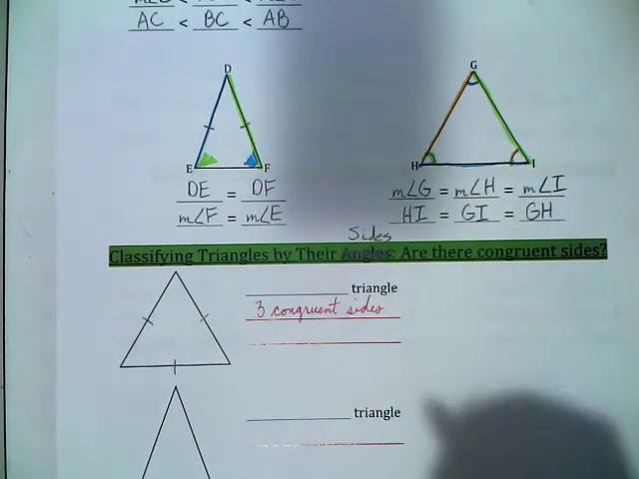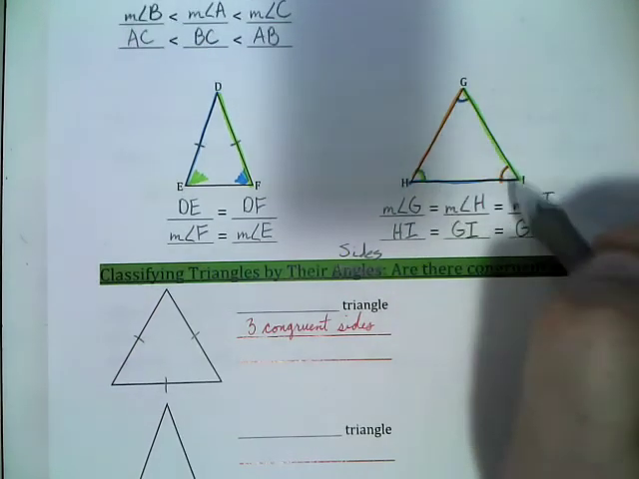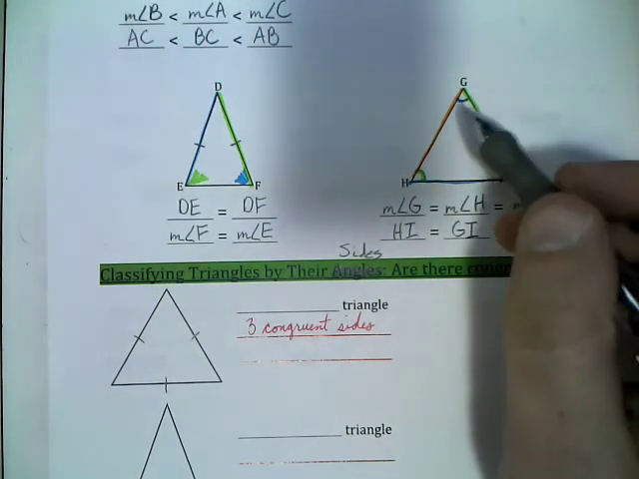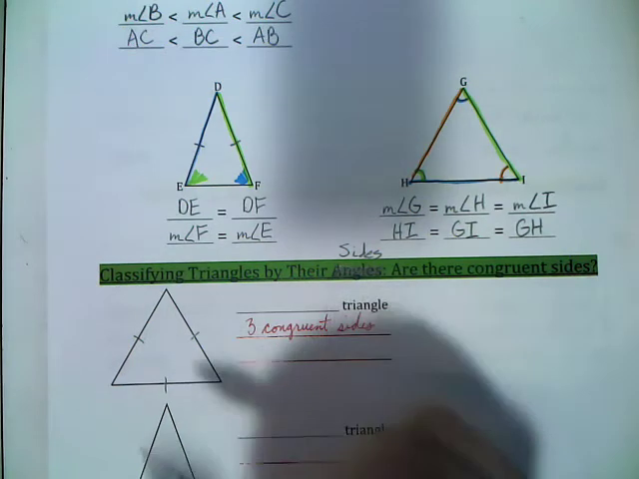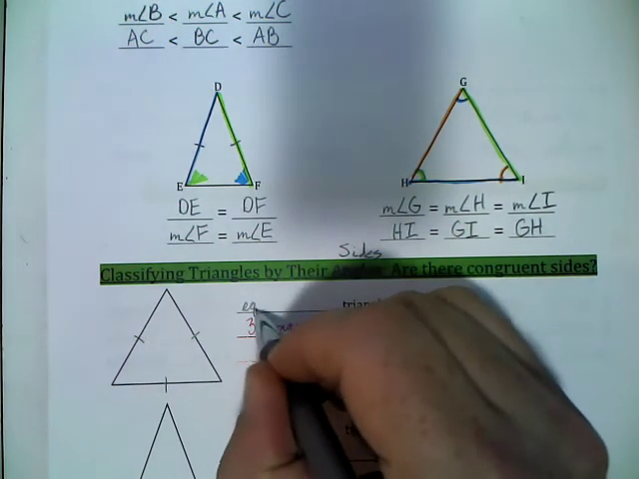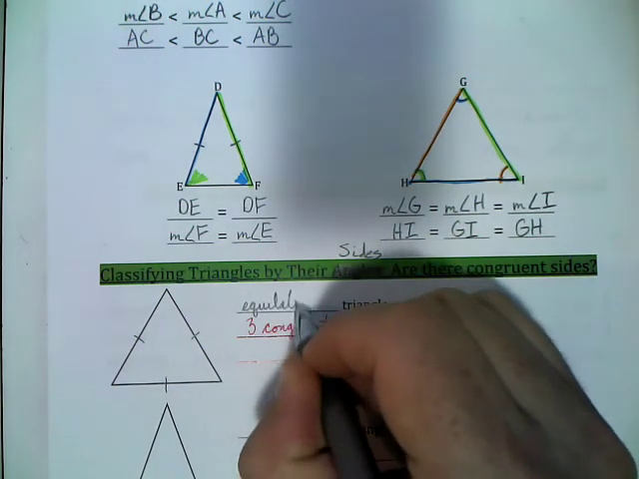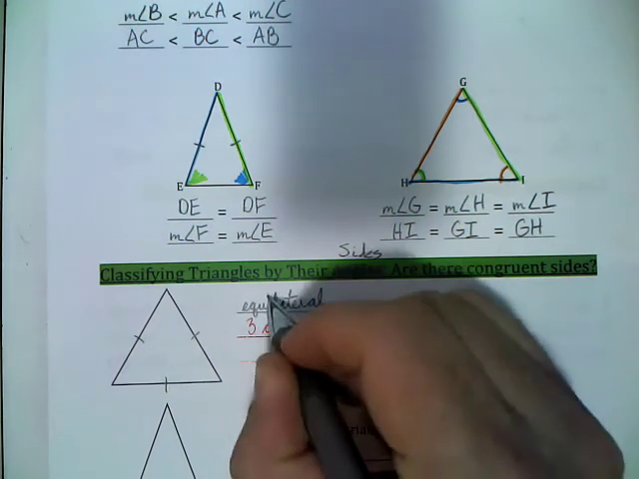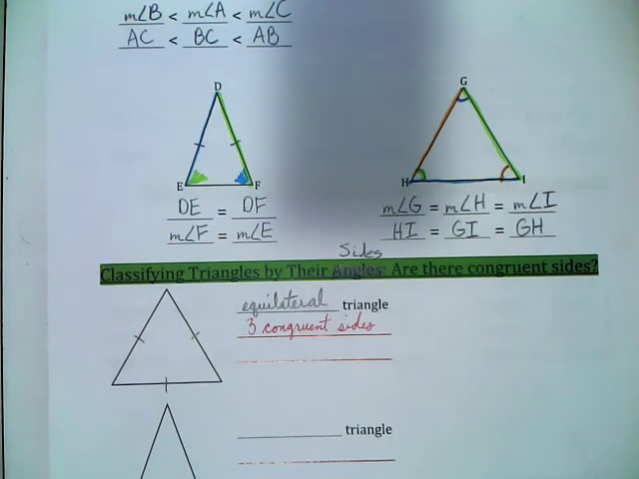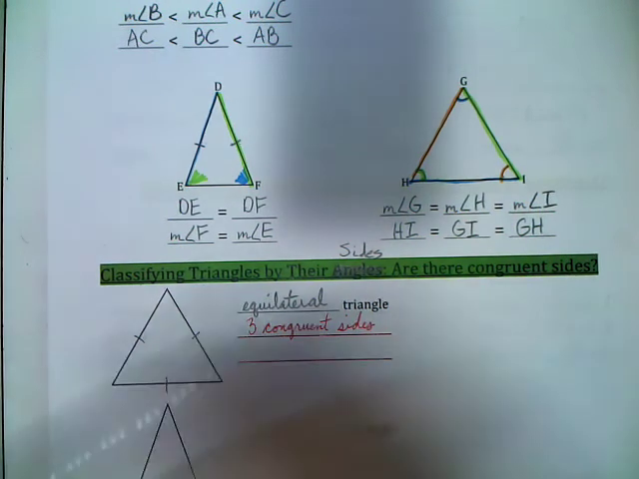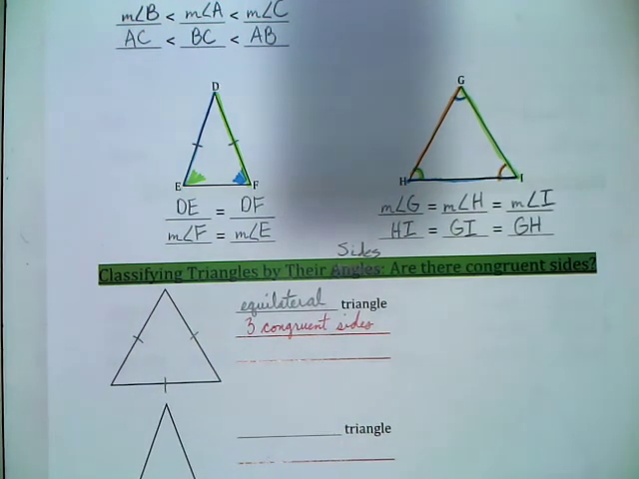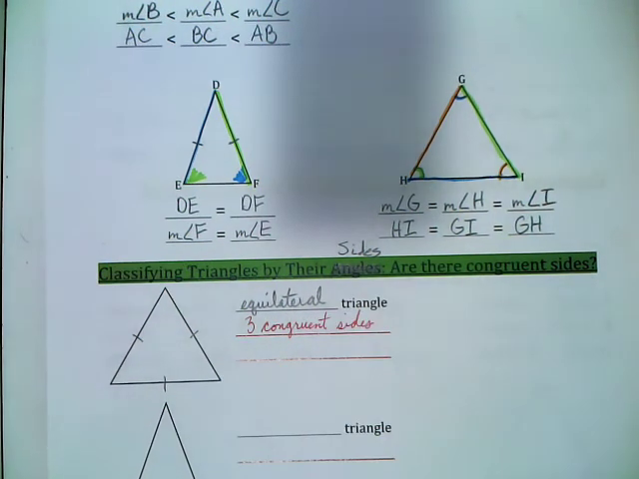And so just as when we were looking at the angles, we called that equiangular, well, now we're looking at the sides, we call this equilateral. So anytime a triangle is equiangular, it is also equilateral. That's what we discovered up here. So equilateral. And we're going to leave that blank alone for right now. We'll come back to it in just a second.